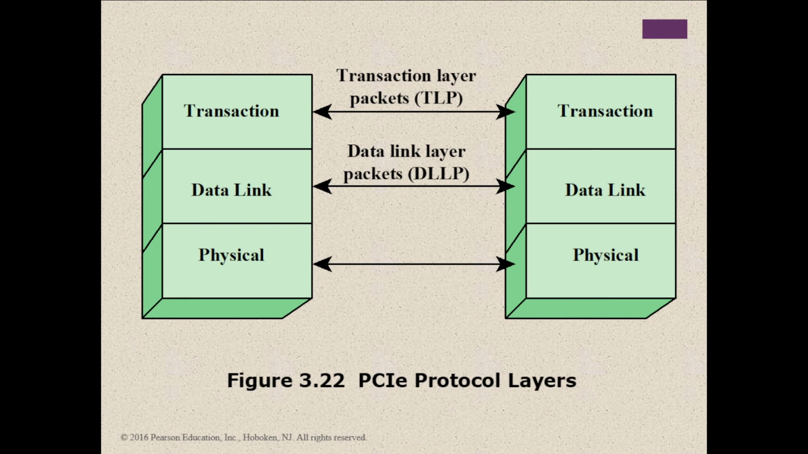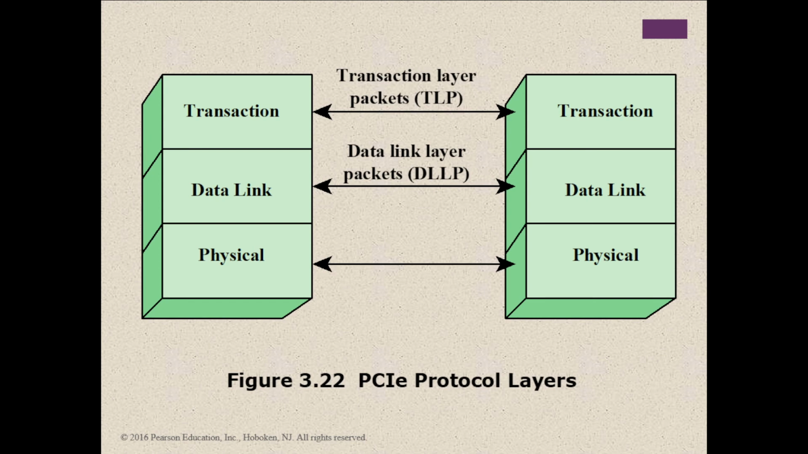Then next we have transaction. It generates and consumes data packets used to implement load or store data transfer mechanisms, and also manages the flow control of those packets between the two components on a link. Data packets generated and consumed by the TL are called transaction layer packets. So TL is the transaction layer. Above the TL are software layers that generate read and write requests that are transported by the transaction layer to the I/O devices using a packet-based transaction protocol.